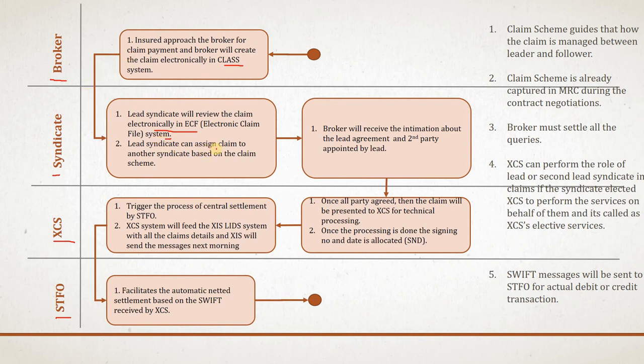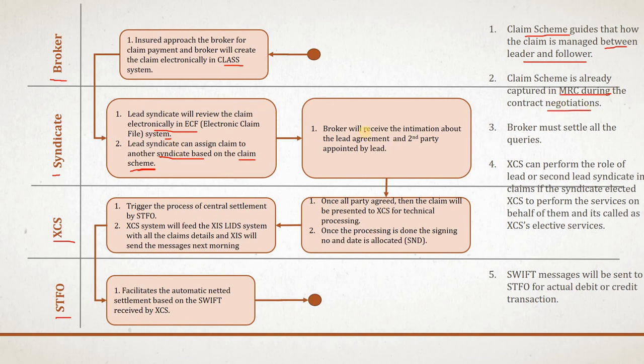Then the lead syndicate can assign the claim to another syndicate based on the claim scheme. Now, what is this claim scheme? The claim scheme guides how the claim is managed between the leader and the follower. For example, in a certain claim, the claim scheme says that in a particular incidence, the leader must appoint a second leader also in order to approve the claim. All these claim schemes and conditions are covered in the MRC during the contract negotiation.